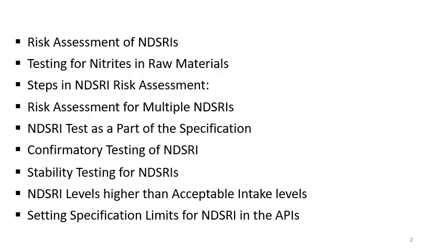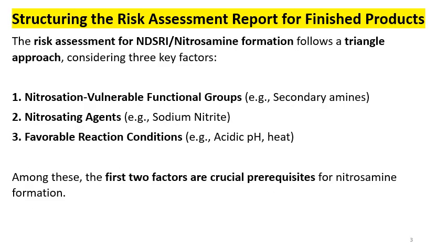This video covers the key points which are repeatedly asked or which are very important to understand, and these points are risk assessment, testing for nitrites in the raw materials, steps in the risk assessment of NDSRI impurities, risk assessment for multiple NDSRIs, NDSRI test as a part of specification, confirmatory testing for NDSRIs, stability testing for NDSRIs, NDSRIs level higher than the acceptable intake levels, and how to set the specification limits for the NDSRI impurities in the APIs and the drug substance.